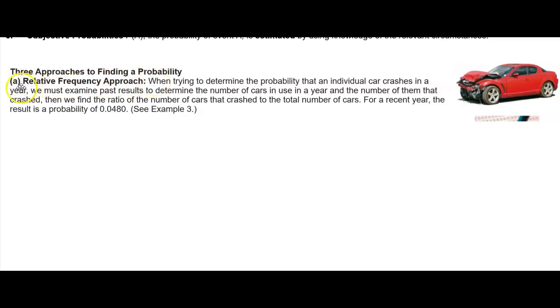We talked about the first one, which is the relative frequency approach. When trying to determine the probability that an individual car crashes in a year, we must examine past results to determine the number of cars in use in a year and the number of them that crashed. Then we find the ratio of the number of cars that crashed to the total number of cars. For a recent year, the result is a probability of 0.0480. We will take a look at that in example 3.